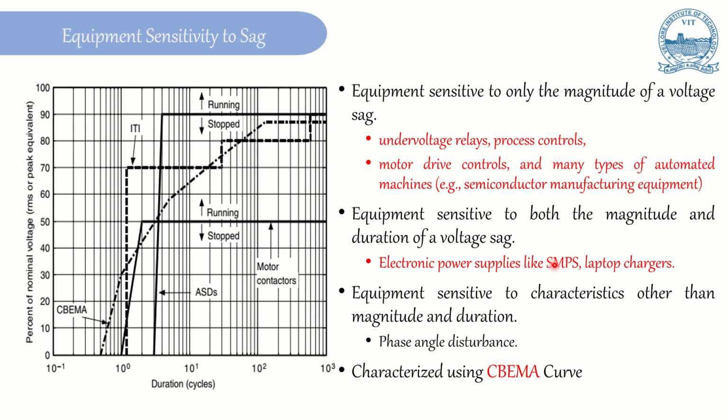So the increase in the current will lead to overheating of the SMPS and laptop chargers, which, over a period of long duration, will affect the components present in your SMPS and laptop chargers. So this will lead to the degradation and then malfunction of these equipments. And then, is the equipment sensitive to characteristics other than the magnitude and duration? This may be due to the phase angle disturbance, but this is not frequently occurring. And all these things are characterized using your CBEMA curve as the reference.